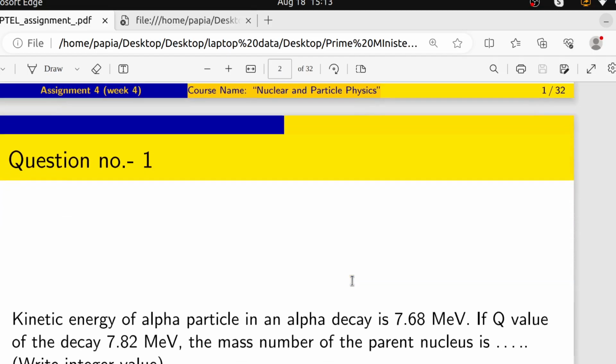So let's start. In question number 1, the kinetic energy of an alpha particle in an alpha decay is 7.68 MeV. If the Q value of the decay is 7.82 MeV, the mass of the parent nucleus is what? That is the first question. Let me do it, just a minute.